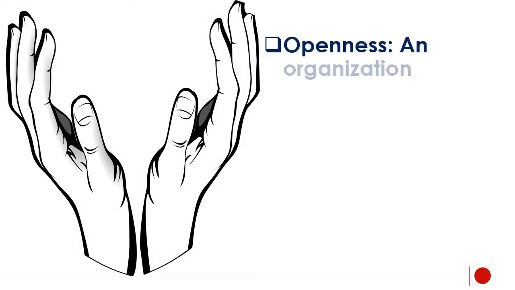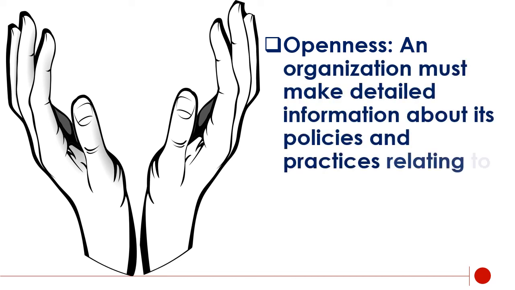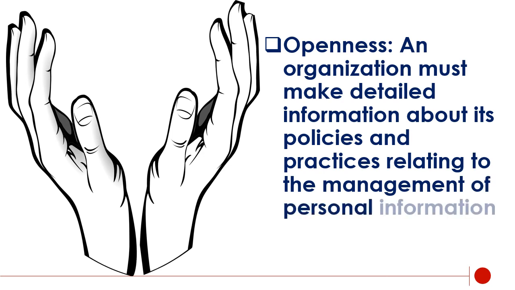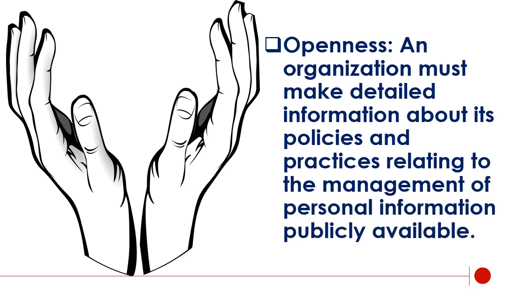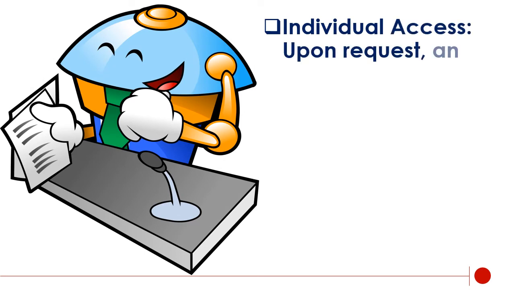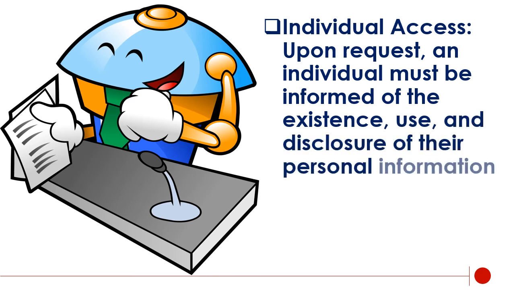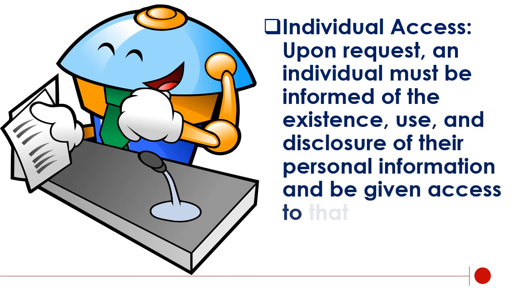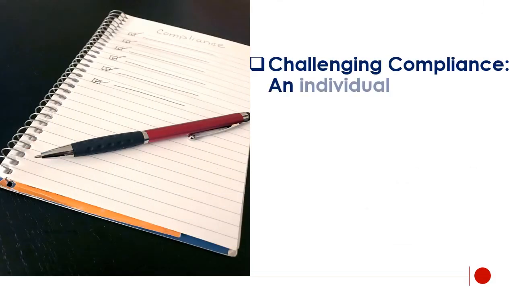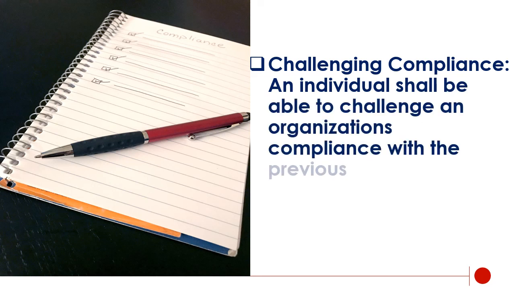Openness. An organization must make detailed information about its policies and practices relating to the management of personal information publicly available. Individual access. Upon request, an individual must be informed of the existence, use, and disclosure of their personal information and be given access to that information. Challenging compliance. An individual shall be able to challenge an organization's compliance with the previous principles.